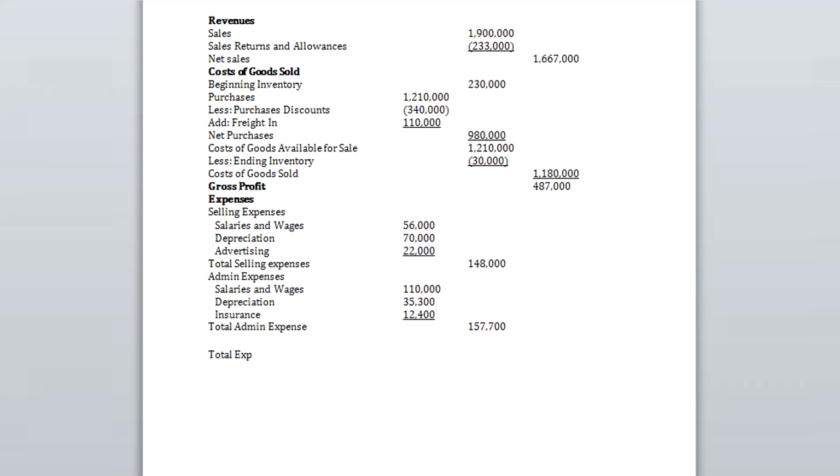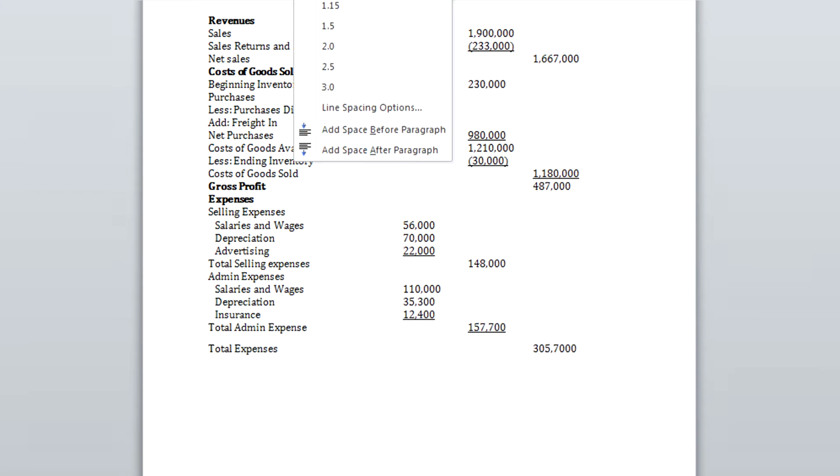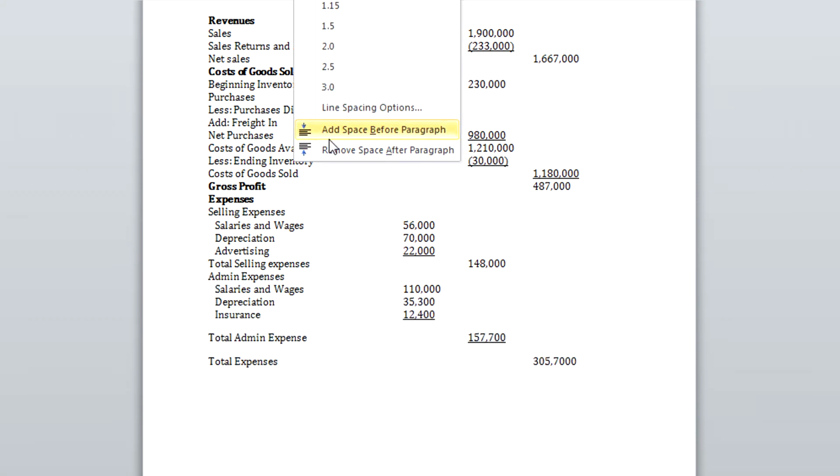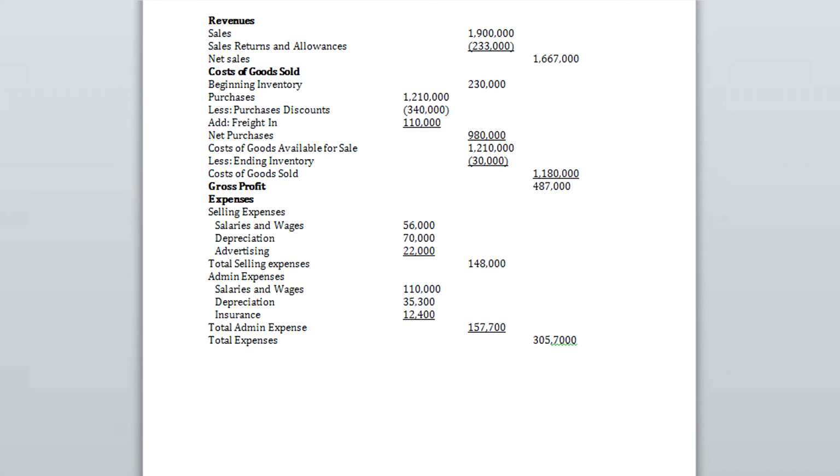So total expenses is simply just going to be $148,000 plus $157,700, giving us $305,700. Okay, let me just add the total here, and again, let me just format this here for you guys. Oh, formatted that wrong. All right, there we go. Total expenses are done. Thank God. Okay, we're almost halfway done the statement, actually. So as you can see, these multiple step statements are long.